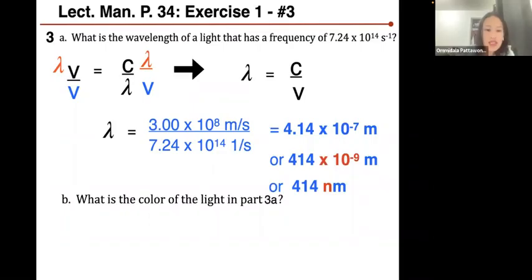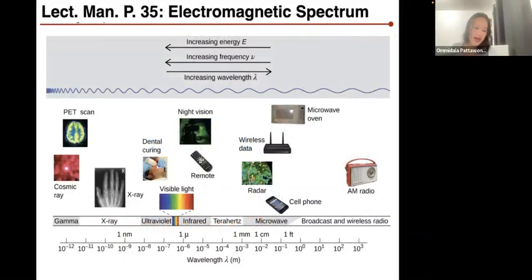Now let's take a look at what type of color this light is in part 3A. What would that be? In order to figure out what type of light, as I mentioned before, we will need to look at the electromagnetic spectrum. Shown here is the electromagnetic spectrum.